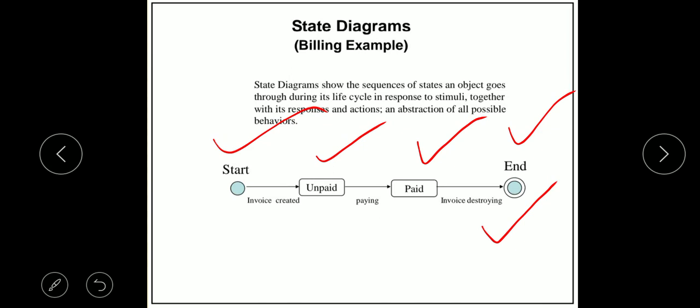Okay, so first, whenever an invoice is created, then from start the state is unpaid. After paying, your invoice will be in a state of paid. And then the invoice will be destroyed and you will get the money receipt.